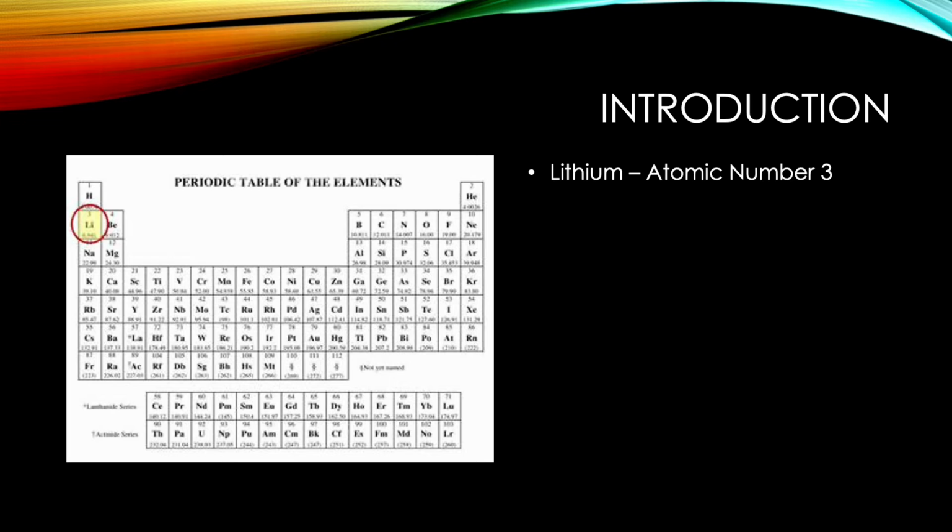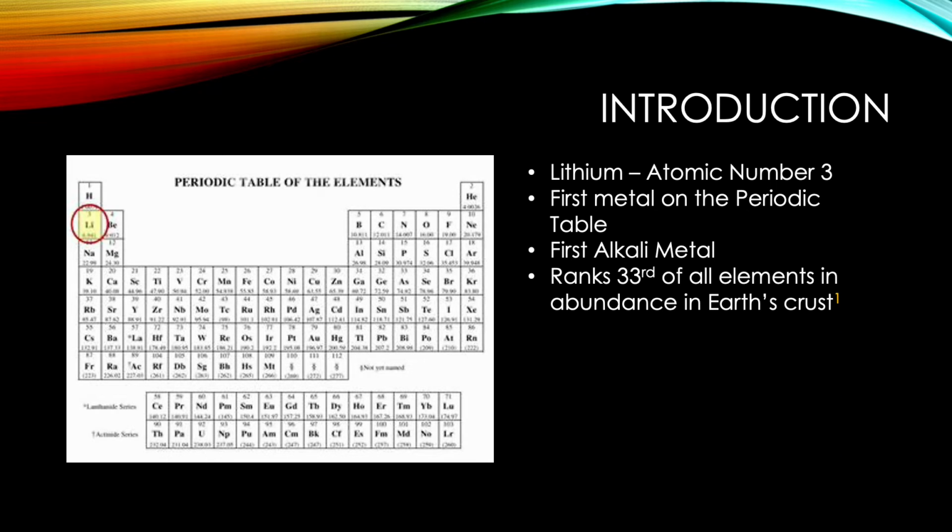Lithium is the third element on the periodic table with an atomic number of 3. That means it has 3 protons, and in its atomic form it has 3 electrons. It's the first metal on the periodic table. It is the first of the alkali metals. The alkali metals include lithium, sodium, potassium, rubidium, cesium, and francium. And it ranks 33rd of all elements in abundance in the Earth's crust.